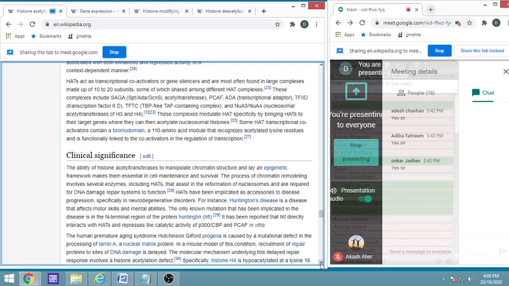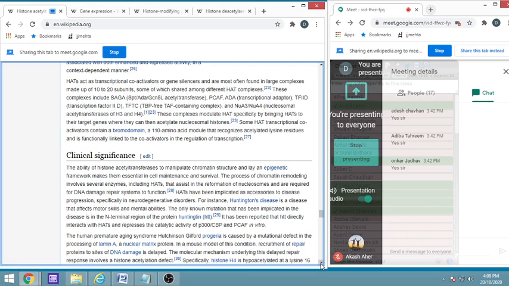This is very important. This is the basis why we have studied it. These histone acetyltransferases have been implicated as accessories, or they are supporting disease progression, particularly in neurodegenerative diseases. An example is Huntington's disease. It is just opposite to myasthenia gravis, if you remember from last year. In Huntington's disease, acetylcholine secretion is comparatively more, and therefore the person has a dance-like movement. It is also called Huntington's chorea, which affects motor skills and mental abilities.